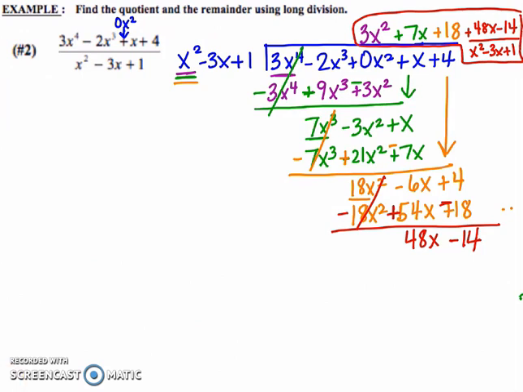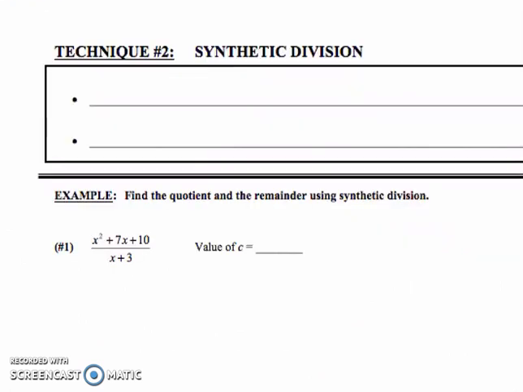The second type of polynomial division that we're going to talk about today is synthetic division. You may remember this from Algebra 2, but there's one really important thing about synthetic division that you have to remember, and that's this can only be used when the divisor is linear.